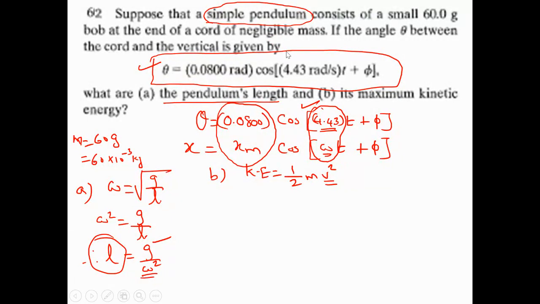But we have the maximum speed formula. What is the maximum speed formula? V is equal to omega multiplied by xm. What is my omega here, my dear? 4.43. What is my amplitude?